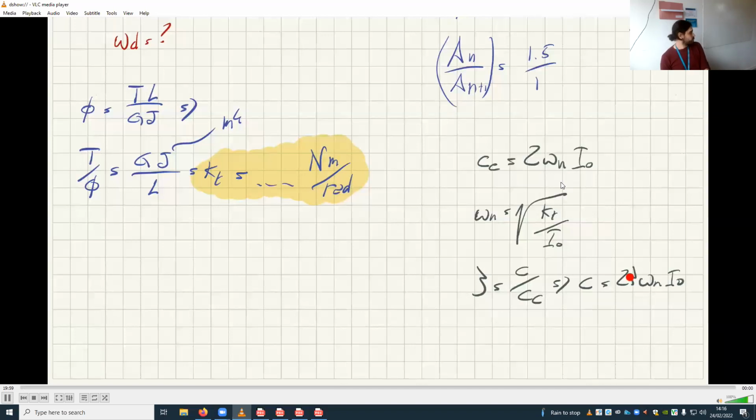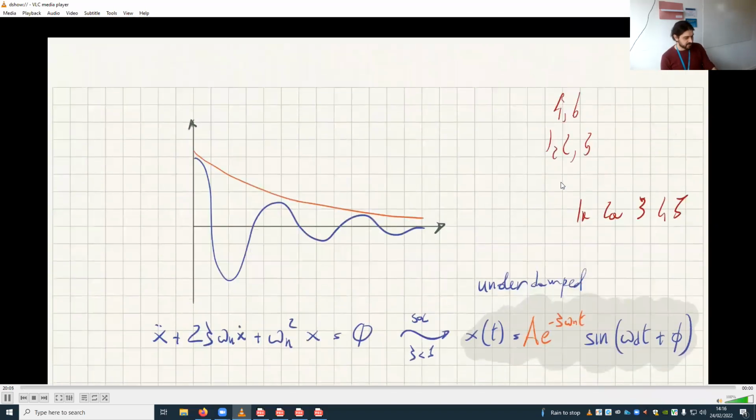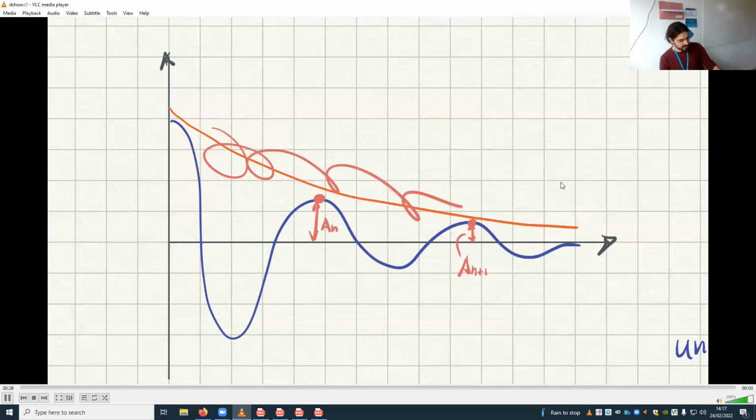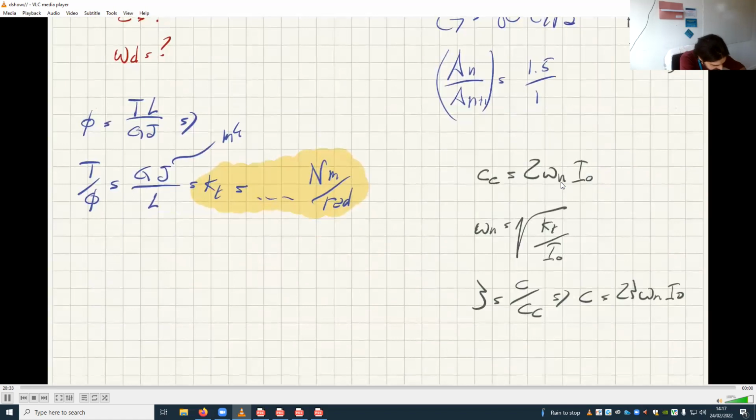Zeta we don't know. But we can estimate zeta by looking at the ratio of the two successive amplitudes. Since we know that this is exponentially decaying, there is a ratio between this amplitude here and this amplitude here. This is An, and this successive one is An plus 1. Since we know this ratio, we can estimate what's going on in this curve. And we estimate it using the logarithmic decrement, delta, which is the logarithm.